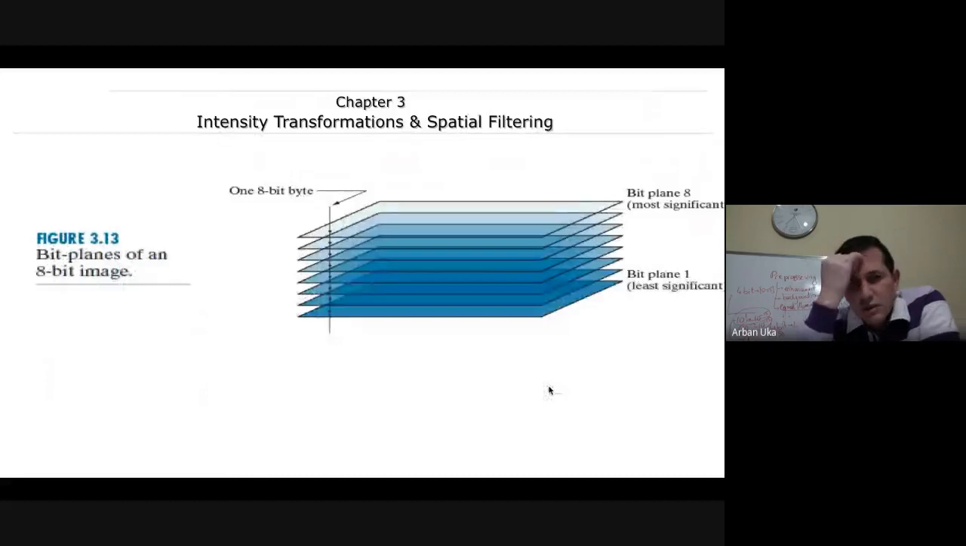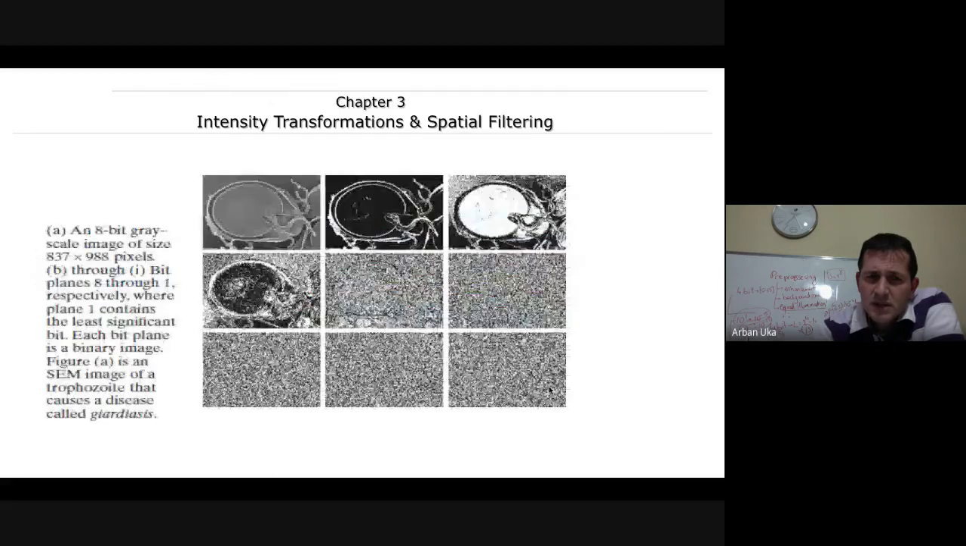Now, when we have these images, often we can decide on what type of image analysis we're going to do based on the bit planes. Now, with bit planes, if we have an image which has 8 bits, that means that we can have some bits which are the most significant and the least significant.